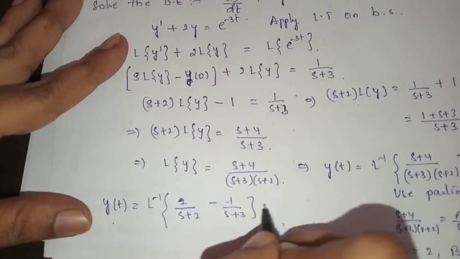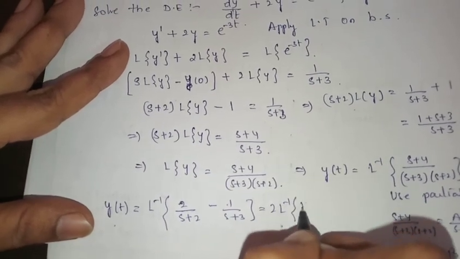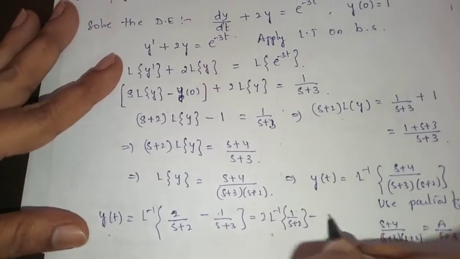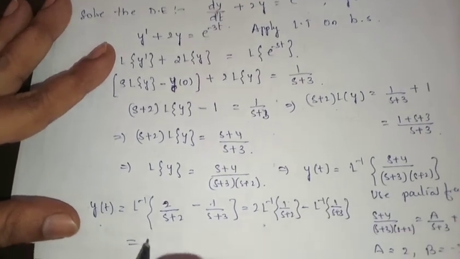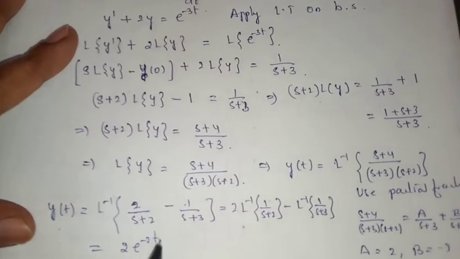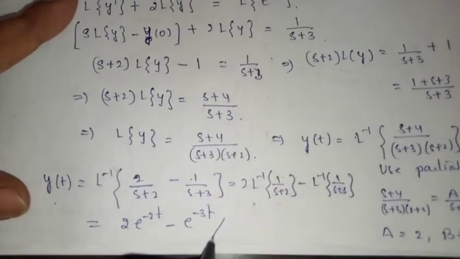So this will be 2 times Laplace inverse of 1 by s plus 2 minus Laplace inverse of 1 by s plus 3. So this is equal to 2 e to the power minus 2t minus e to the power minus 3t, which is your solution. Next example.